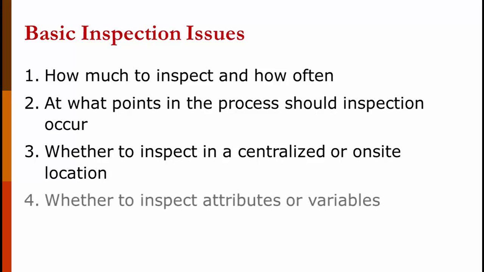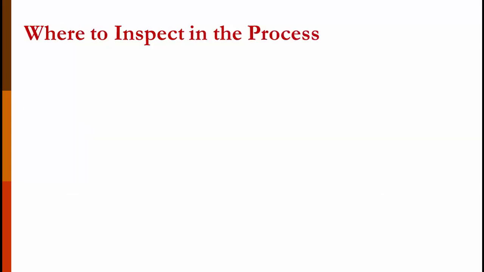4. Whether to inspect attributes or variables. Variables are measured on a ratio scale. Attributes are a nominal or ordinal scale. You would prefer variables. They're always better with variables, but sometimes you can't get it, so you have to use attributes. So where might you inspect?